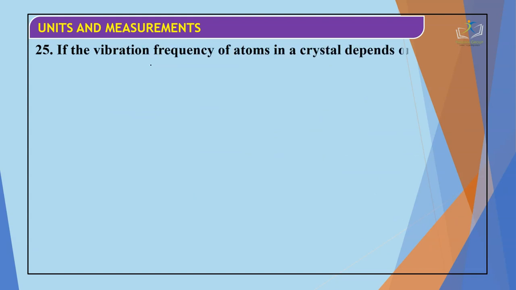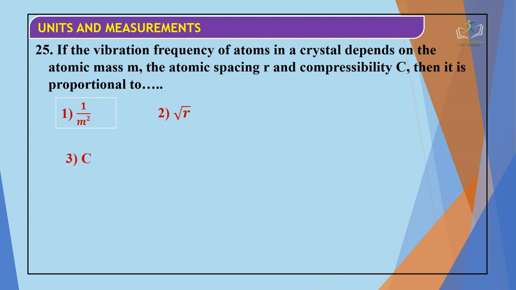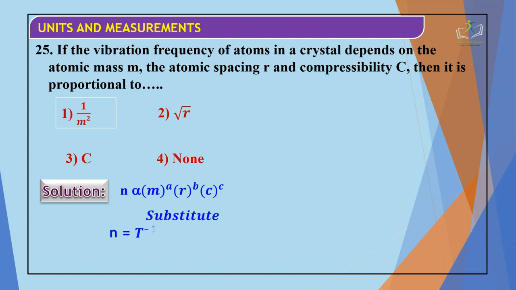Okay. Next question, we can move further. If the vibration frequency of an atom in a crystal depends on the atomic mass small m, the atomic spacing small r, and compressibility capital C, then it is proportional to: first, 1 by m square; second, under root r; third, C; fourth, none of these. So if we move through the solution part, as we know n is directly proportional to m to the power a, r to the power b and C to the power c. So substituting all these parts, we get the value of a, which is m to the power minus 1, L1, T2, which is under root R.